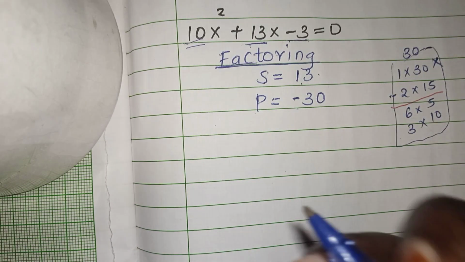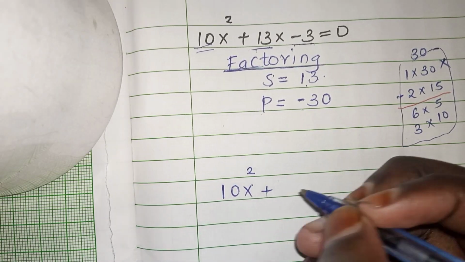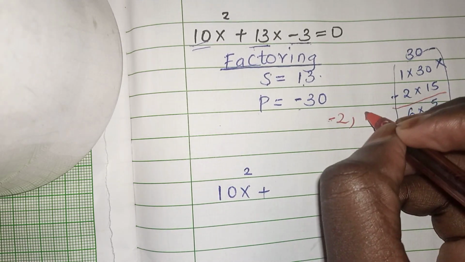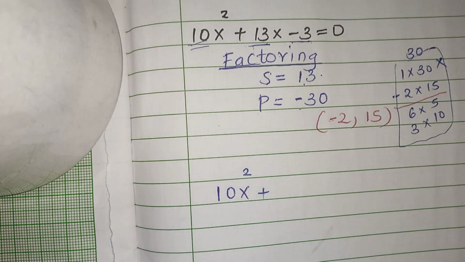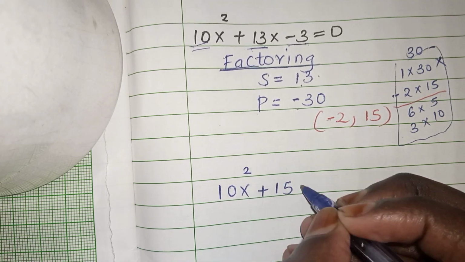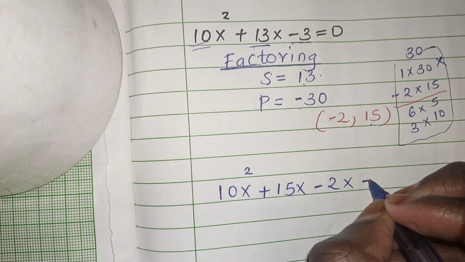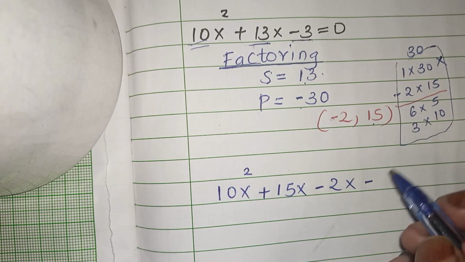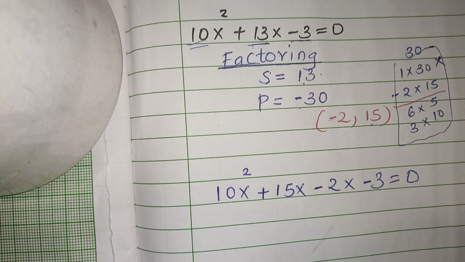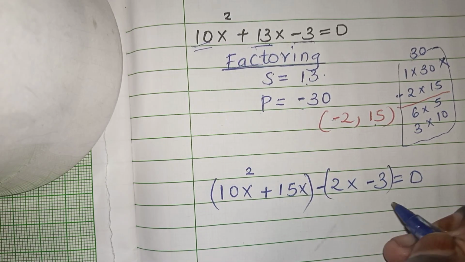So this will be 10x squared plus, our two numbers, remember, are negative 2 and 15. So plus 15x, minus 2x, minus our c, 3, equals 0. So the next step, you group these terms into two groups. So this is one group and this is our second.